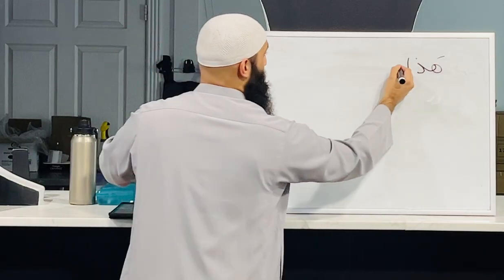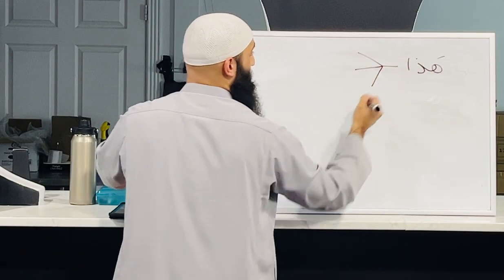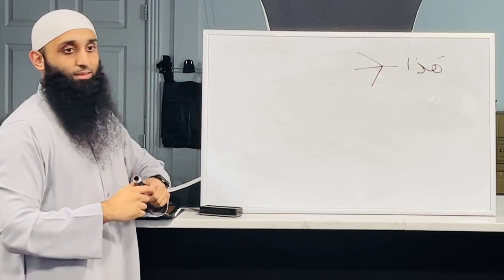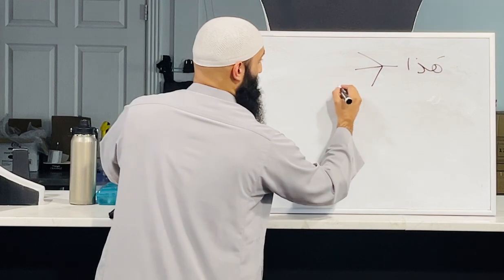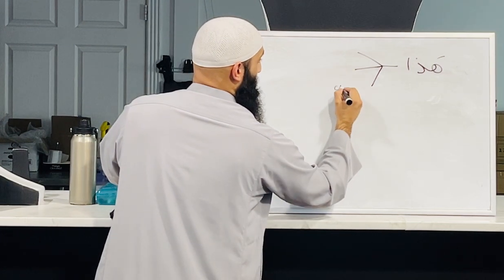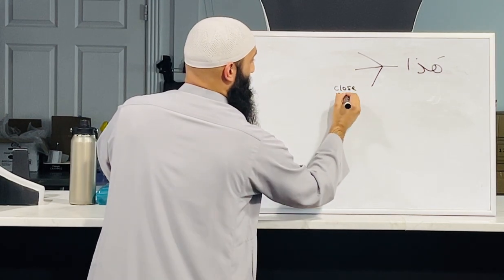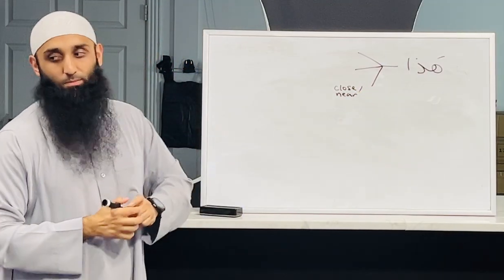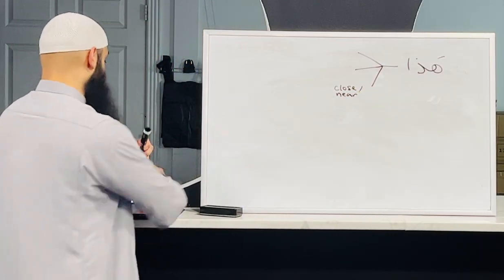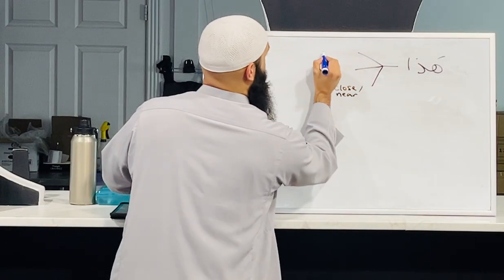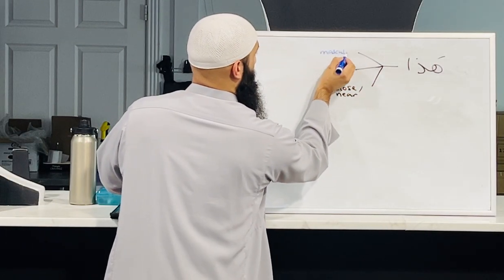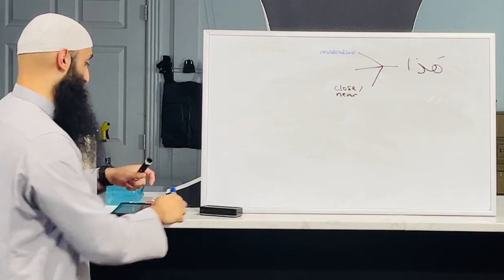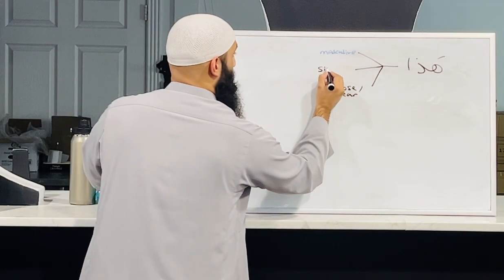There's three things that need to be fulfilled in order to use هذا. What's the first one? Close. It needs to be close or near, right? What's another one? Male. Exactly. So it must be masculine. And what's the last one? Singular. Perfect.